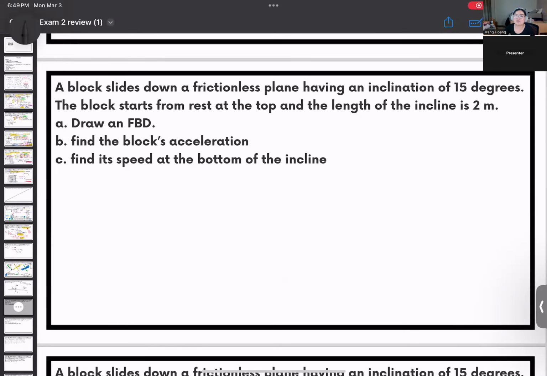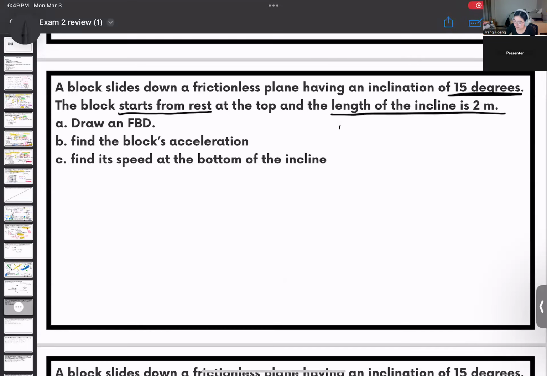So a block slides down a frictionless plane having an inclination of 15 degrees. The block starts from rest at the top, and the length of the incline is 2 meters. So we need to draw a free body diagram, find the block's acceleration, and find its speed at the bottom of the incline. Got lots of things going on.